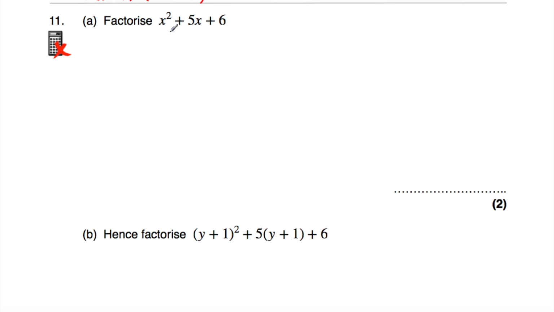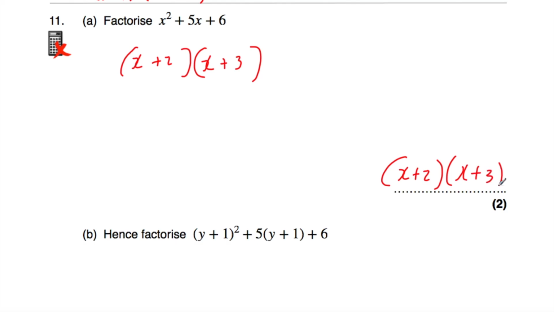Okay, so question number 11a asks us to factorise x squared plus 5x plus 6. That's just a straightforward quadratic factorisation, so we can put our brackets down. It begins with x squared, so we're going to put x in the front of both brackets. Then we want to find two numbers that multiply together to be 6 and add together to be 5. So it's going to be plus 2 and plus 3, or plus 3 and plus 2. So we're going to have (x plus 2)(x plus 3), and that's it.